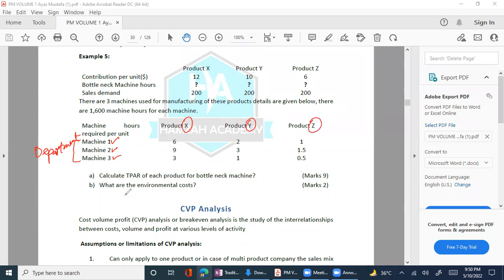These are 3 products, product X, Y, and Z. Can you identify which machine is a bottleneck resource? Each machine has 1600 machine hours. 1600 divided by 6, how many units can be produced? 1600 divided by 9, and then 1600 divided by 3. We will get the production capacity for each machine for product X. I guess that machine 2 will be a bottleneck resource.